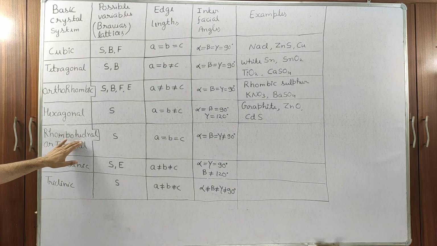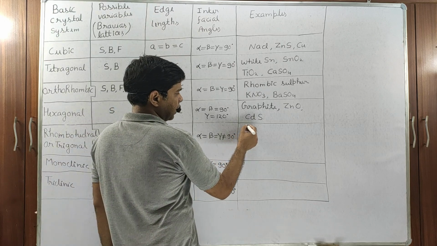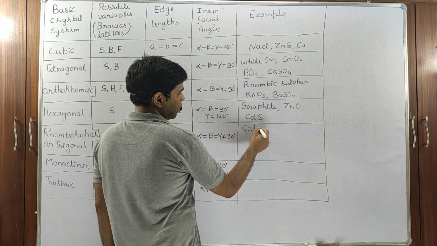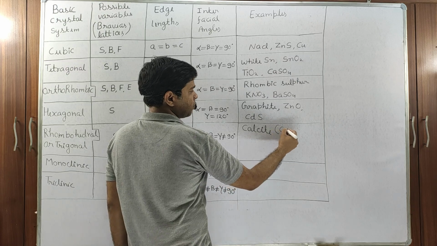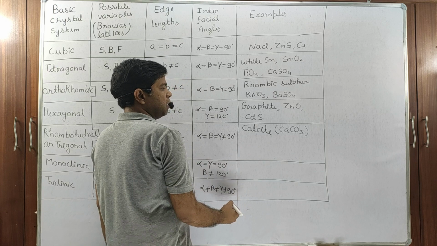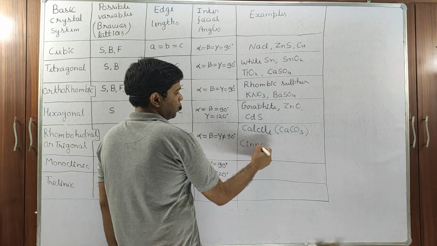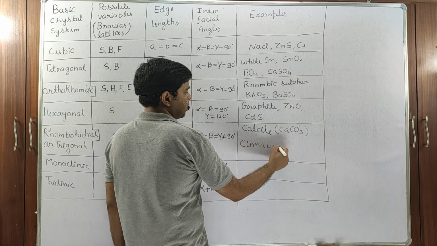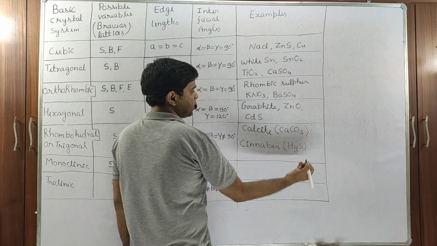Rhombohedral, again we have two examples. The first example is called calcite. Calcite is one of the crystalline forms of CaCO3, and also we have cinnabar. Cinnabar is the mercuric sulfide, HgS.